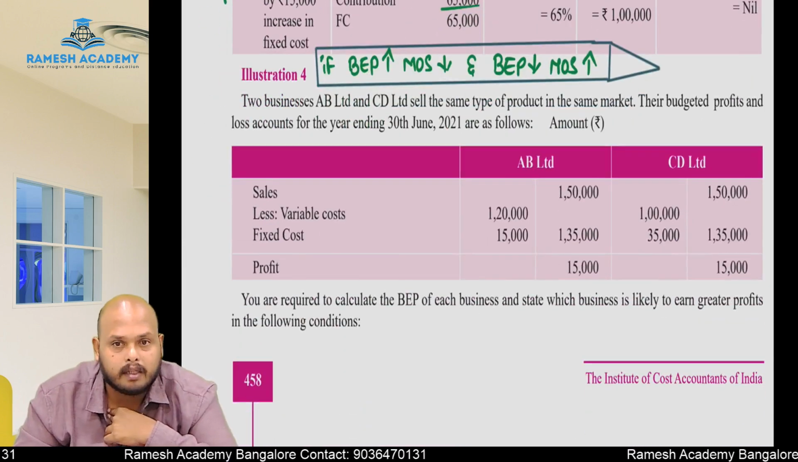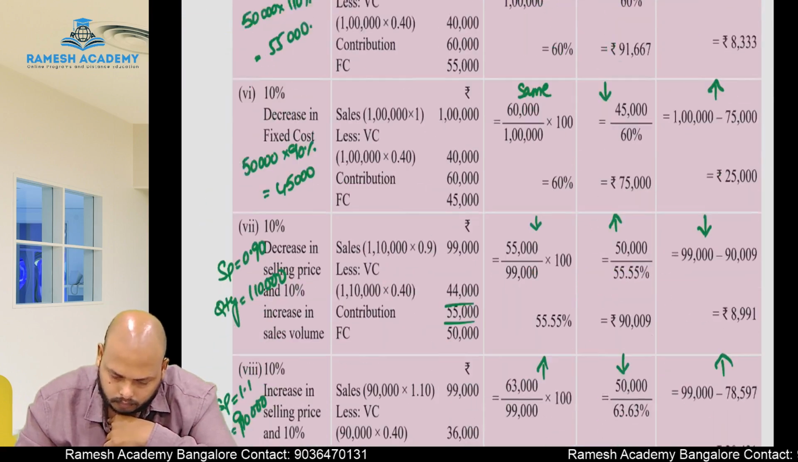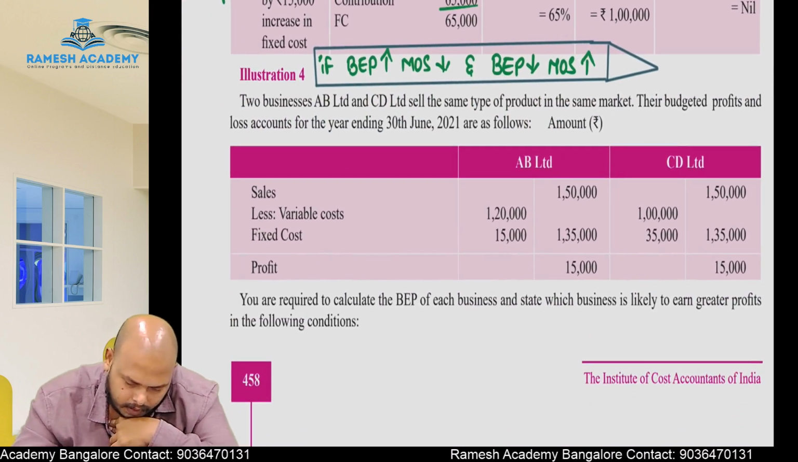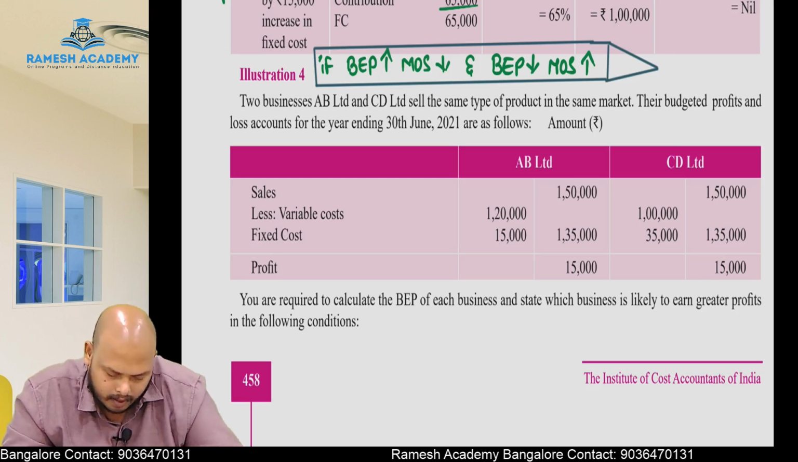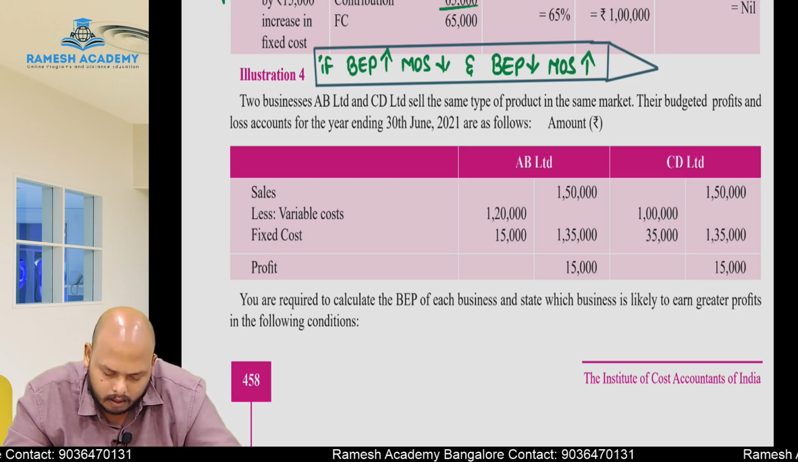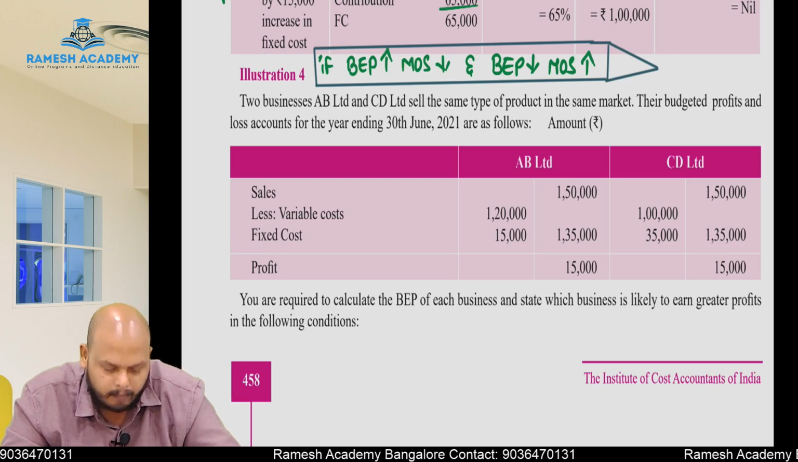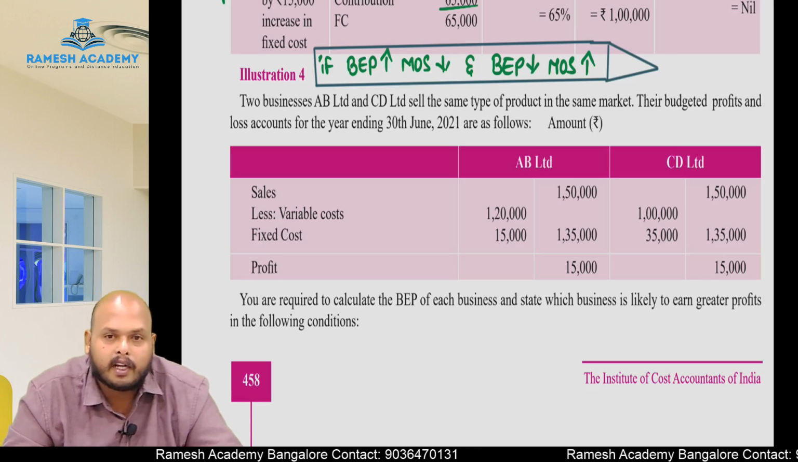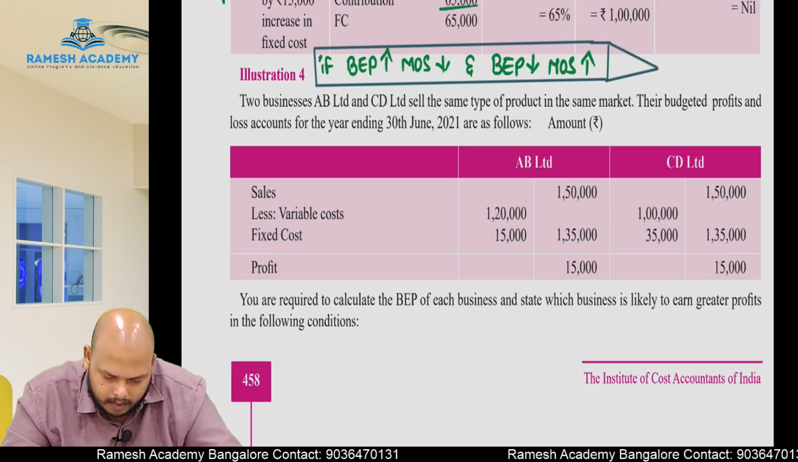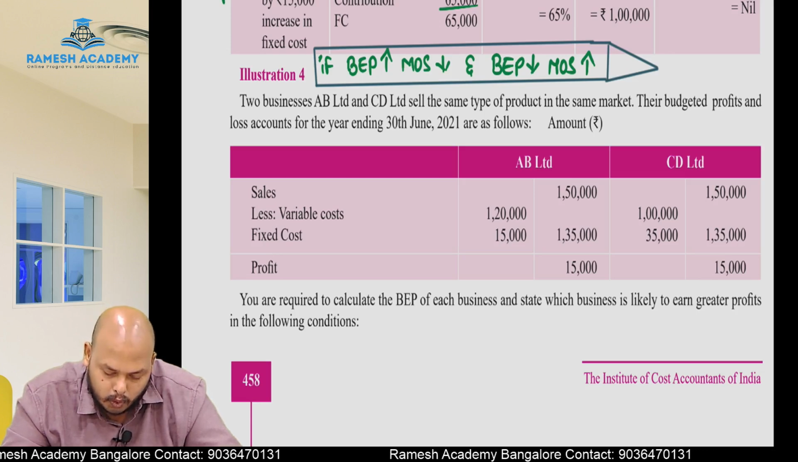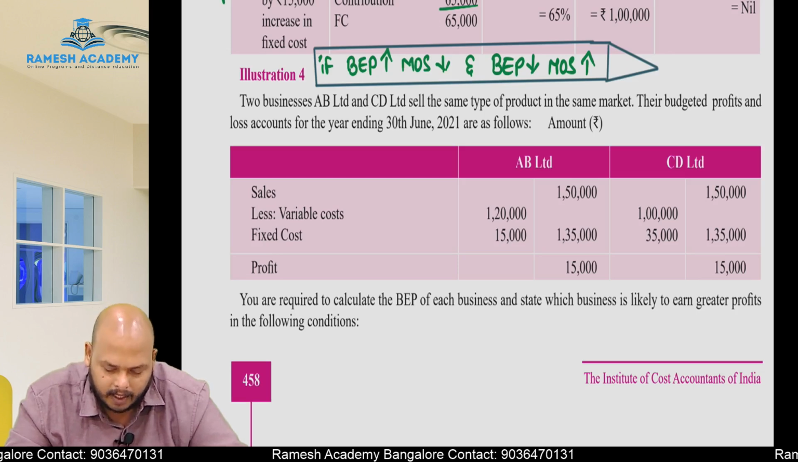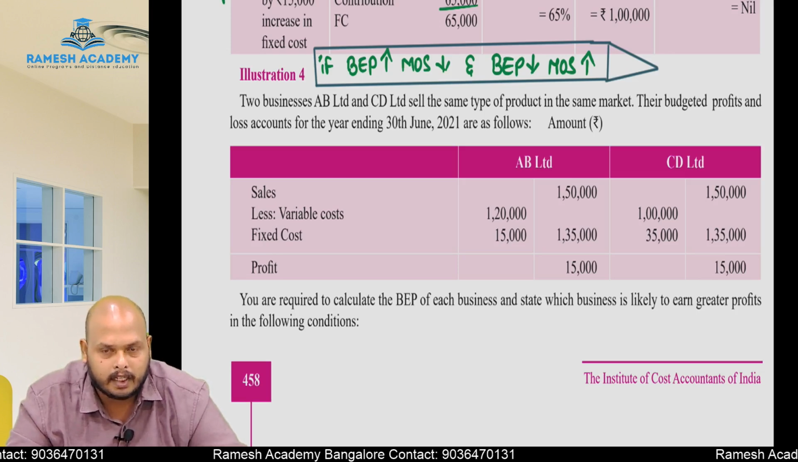Next, illustration number 4. Two businesses, AB Limited and CD Limited, sell the same type of product in the same market. Their budgeted profit and loss accounts for the year ending 30th June 2021 are as follows. So AB Limited is one company, CD Limited is another company, and they are selling the same products in the market.